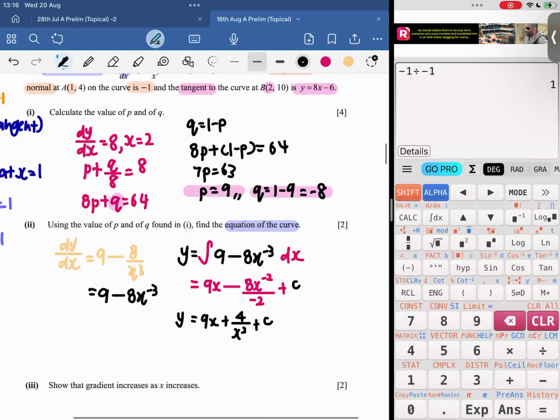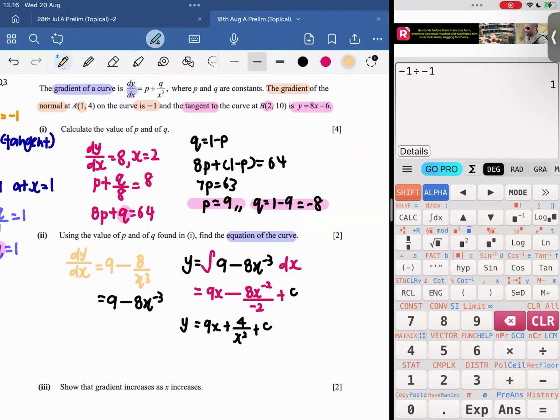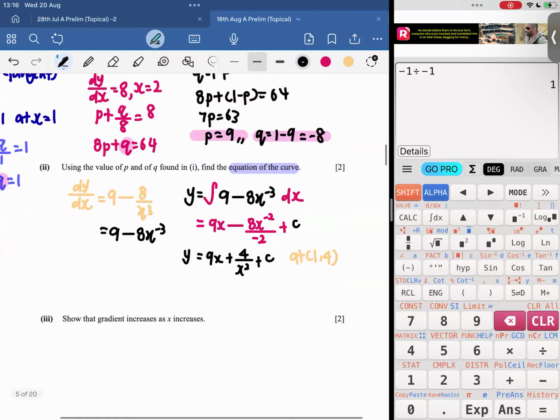Just use any coordinate that lies on the curve. For me, I will use 1 and 4. 2 and 10 also lie on it. You choose which one you want to put. Same method, just one is a little bit more troublesome than the other. So y is 4: 9 times 1, 4 times... Oh, that's nice. See, I chose the right one. I never got 0 and 1, which is the best case scenario. Plus c.